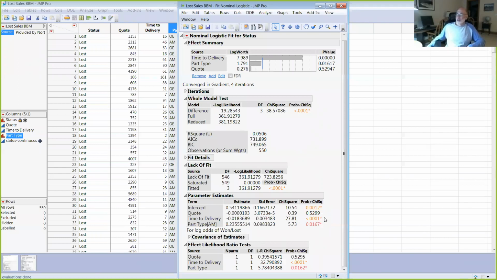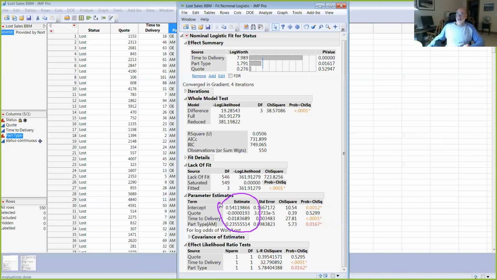You'll notice, in terms of which variables matter and how much they matter, you look at the p-values here. The price quote is quite far from statistical significance. Time to delivery is significant, and so is the part type. The quantitative influence of these is different now, and it's more accurate in the sense that each of these coefficients is taking into account the other variables at the same time.